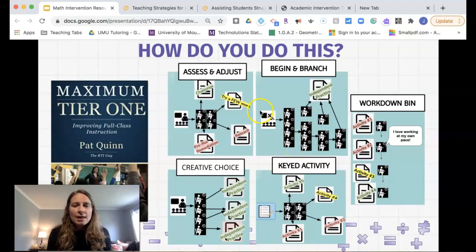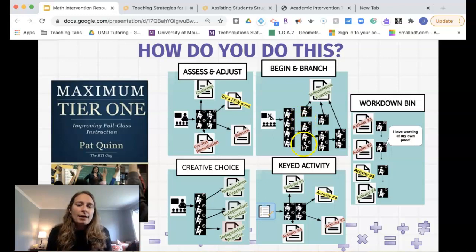Begin and branch is where you teach as fast as your fastest learner is going to get it. And then you give an assessment. I can see this being really good with cover and copy. And so they might do a cover and copy problem. If they're all getting it right, they're comparing, and this student got it right. He's going to branch off and come over here and do independent practice. But these three are going to get another example. Maybe it's a cover and copy again.